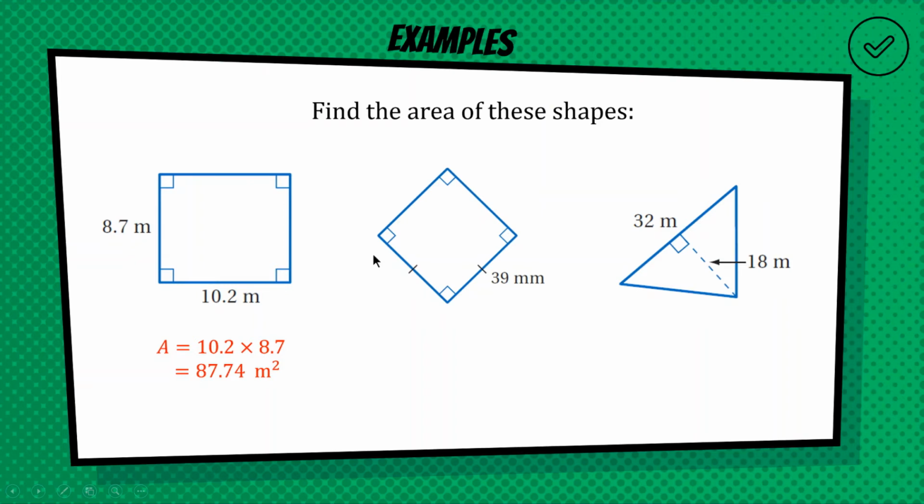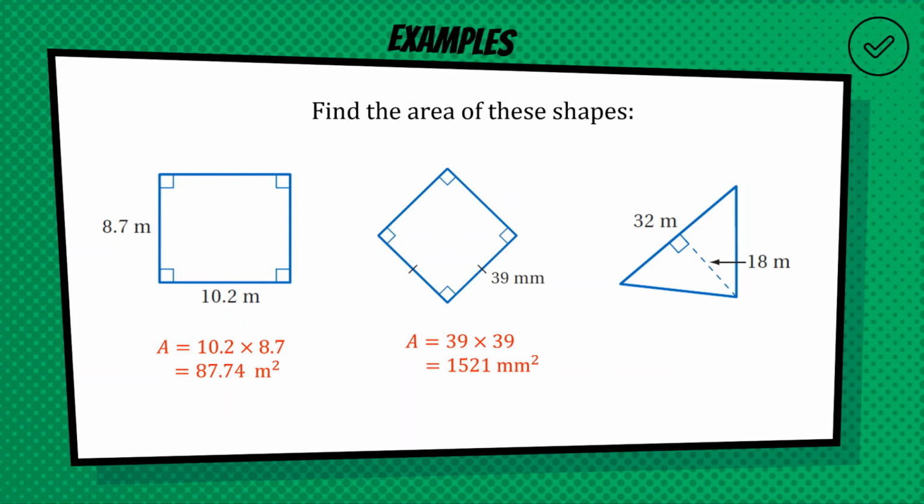Next one is a square. So again, it's the same as a rectangle. We're just doing the base times the height, and those two numbers are both the same. They're both 39. So we're doing 39 times 39 or 39 squared, same difference. We get an answer of 1,521 square millimeters. Okay, millimeters to the 2.